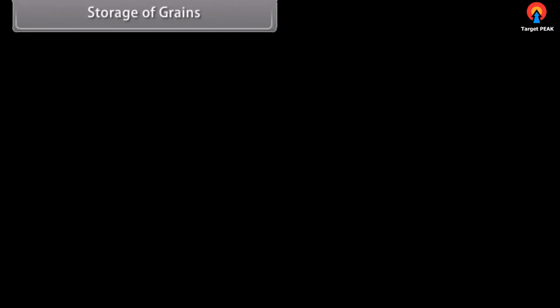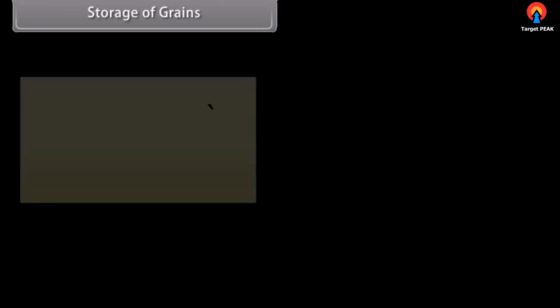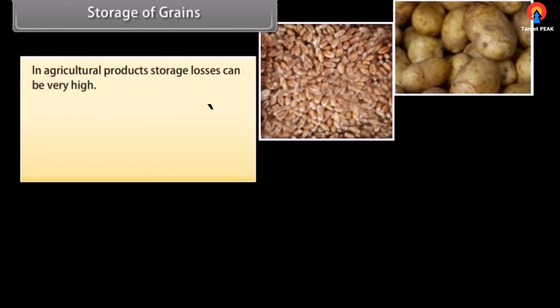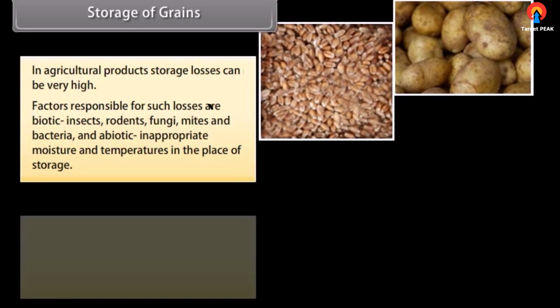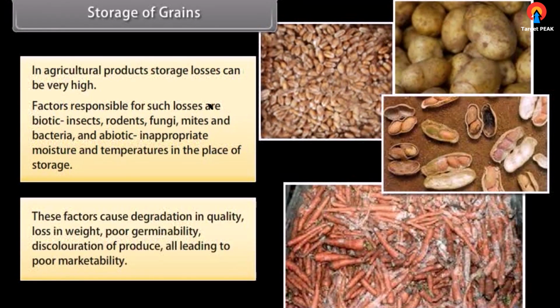Storage of grains. In agriculture products, storage losses can be very high. Factors responsible for such losses are biotic: insects, rodents, fungi, mites and bacteria, and abiotic: inappropriate moisture and temperatures in the place of storage. These factors cause degradation in quality, loss in weight, poor germinability, discoloration of produce, all leading to poor marketability.